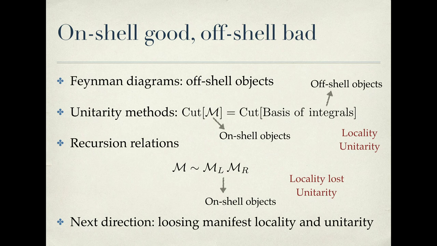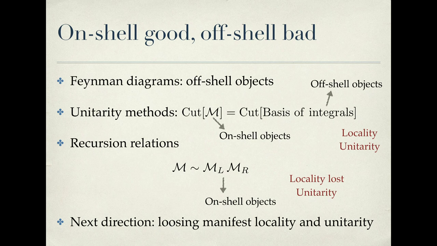Unlike at tree level, where the recursion relations directly work with on-shell objects. But the price we had to pay was to introduce these spurious poles term by term in these relations. So the locality, the fact that the only poles were p square, was lost manifestly, but the on-shellness was preserved at every step.